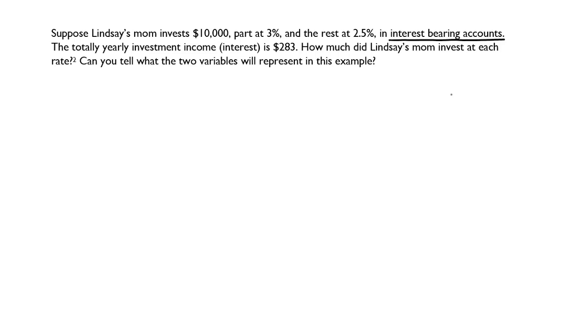Can you tell what the two variables will represent in this example? Well, we have two interest rates. We'll call it A and B. The total yearly investments from those two accounts is $283. So we know that from account A plus account B, Lindsay's mother made $283. But that's when a percentage is provided.